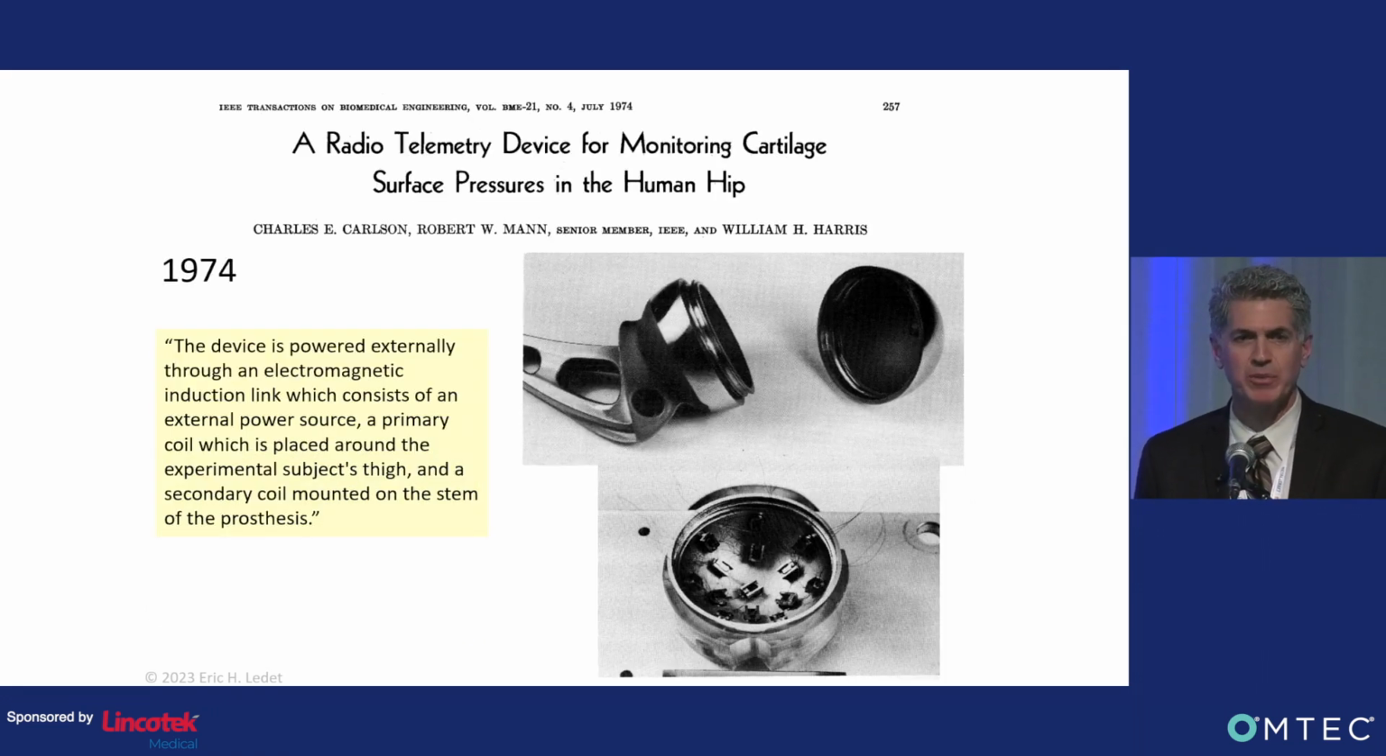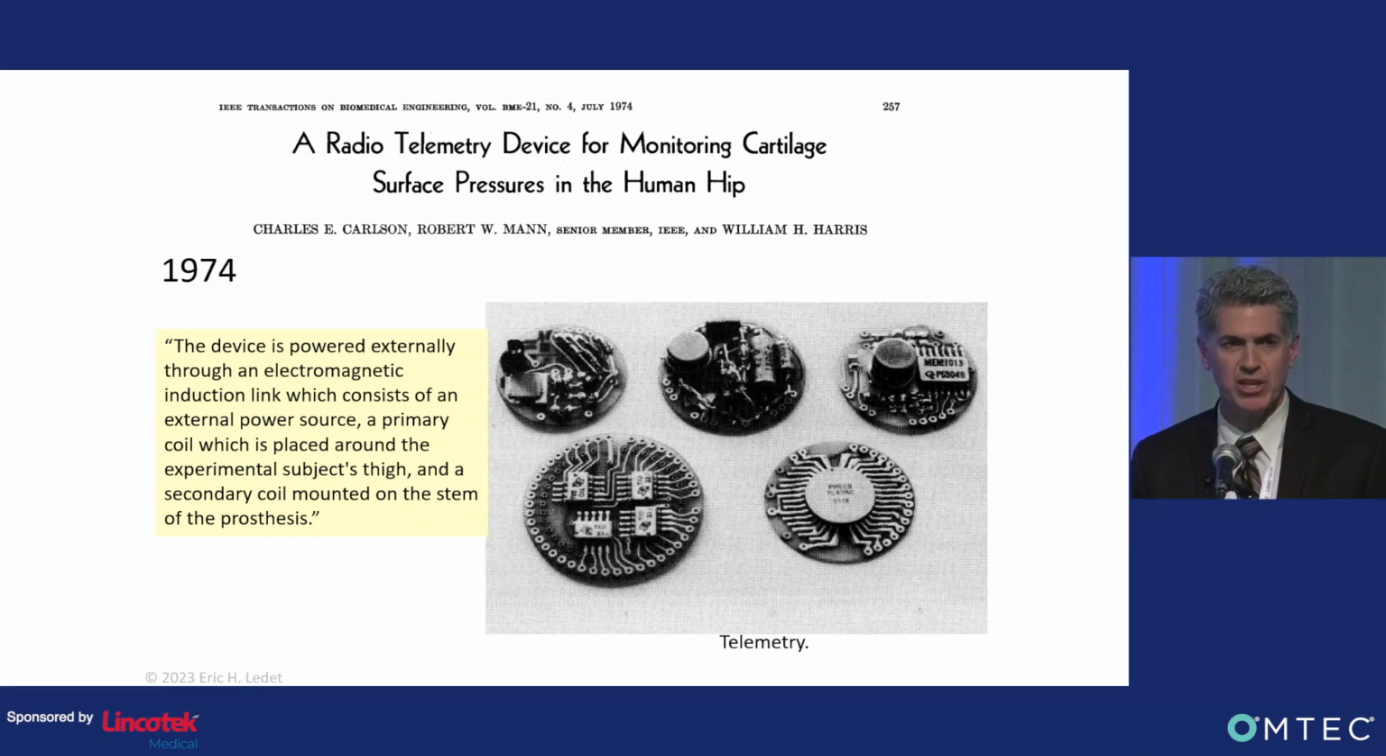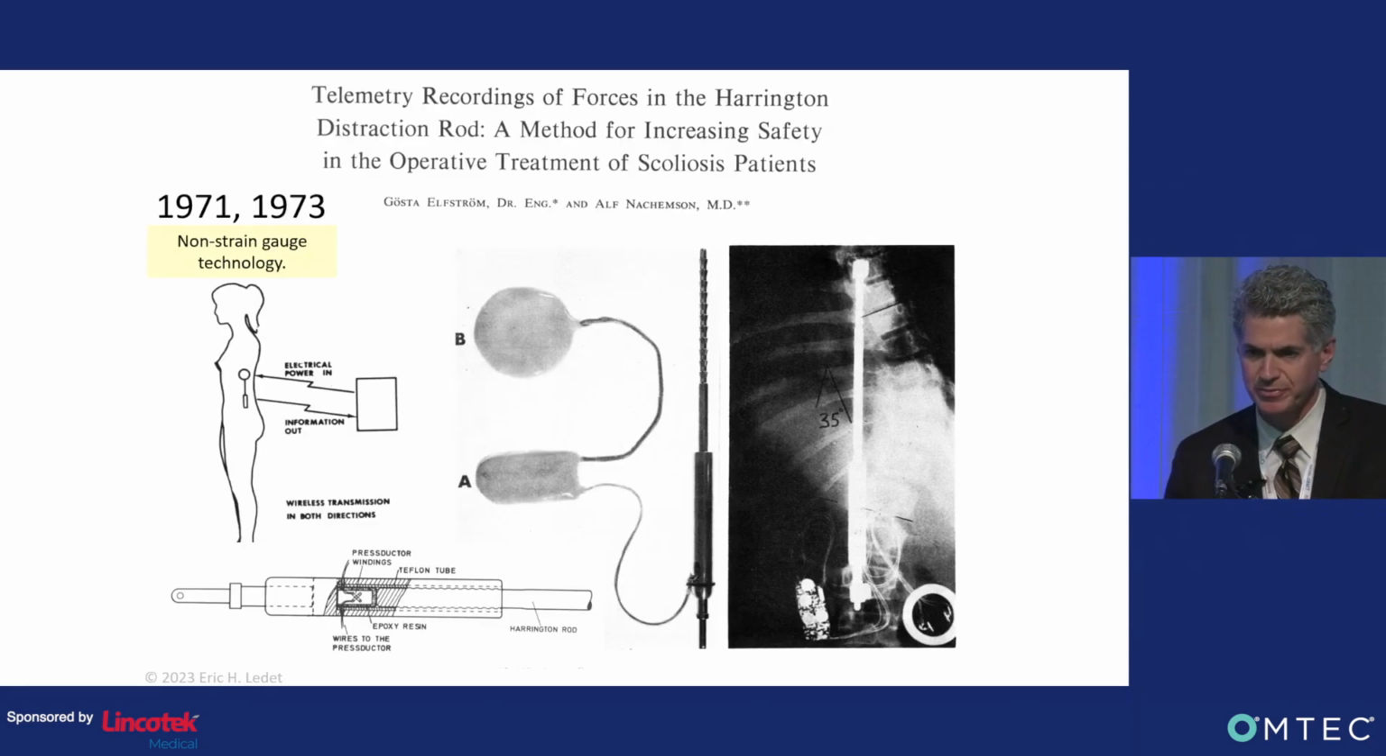Orthopedic implants are a particularly good target for making them smart, if you will. The large volume, the bulk of the implants, makes them very useful for hiding things like electronics. You can see in this application they actually fit 5 circuit boards inside of the femoral component back in the 1970s. In spine, there are also some very early studies.